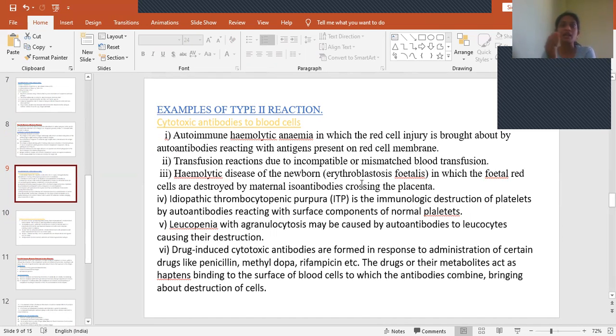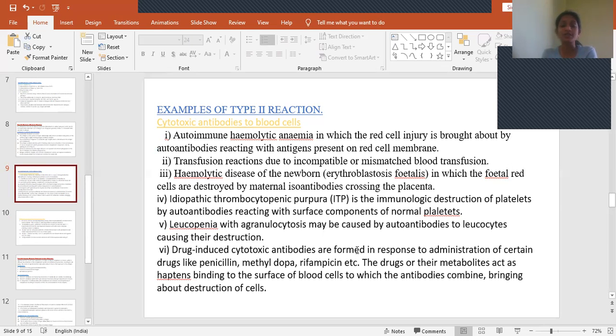If you see in anatomy and physiology in the first year, you have clearly studied that topic, so you can go through that. And idiopathic thrombocytopenic purpura, that means antibodies are formed against thrombocytes, that is platelets, causing their destruction and thrombocytopenia. And then leukopenia, where antibodies are produced against white blood cells, because of that there is a decrease in the white blood cell count.